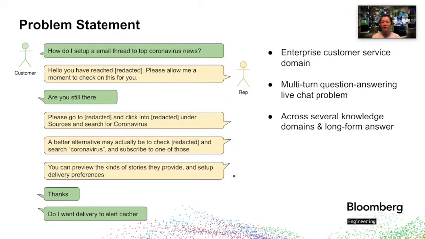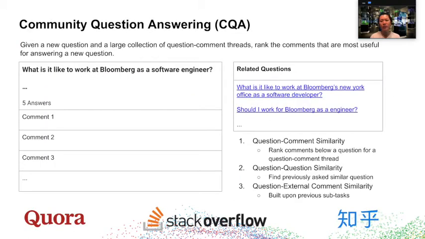We propose a new approach based on community question answering. A community question answering task is defined as, given a new question and a large collection of question comment threads, rank the comments that are most useful for answering a new question. Example websites are Quora, Stack Overflow, or Zhihu.